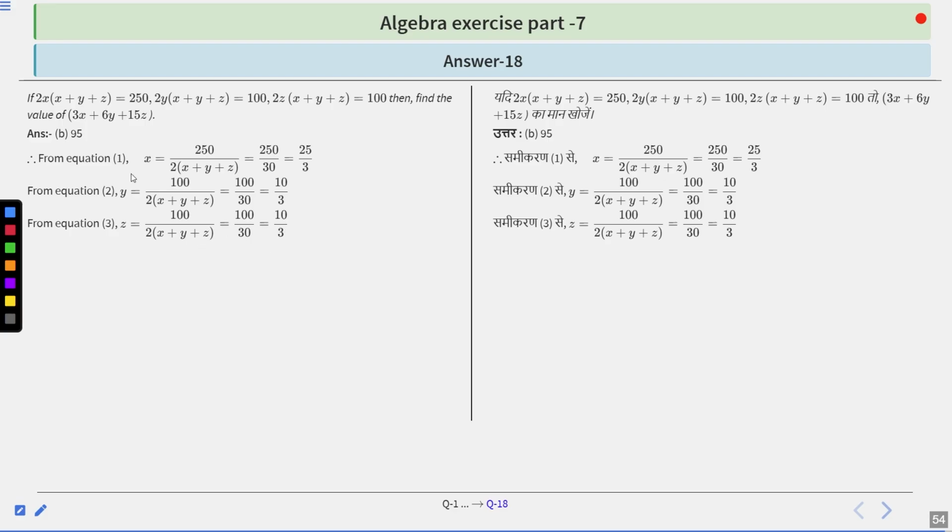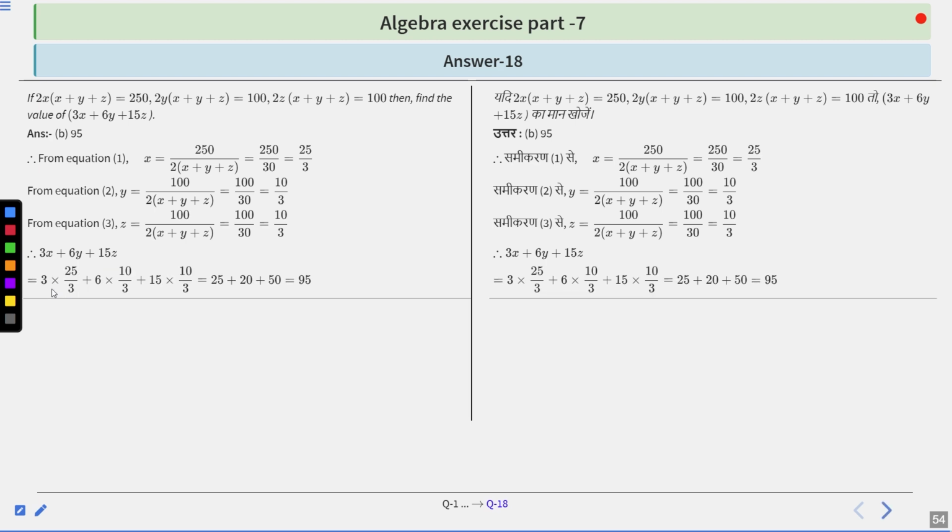So we have found the values of x, y, and z. Therefore, the value of 3x + 6y + 15z is going to be 3 into 25 upon 3, plus 6 into 10 upon 3, plus 15 into 10 upon 3. That becomes 25 + 20 + 50, that is 95. So option number B, 95, is the correct answer.